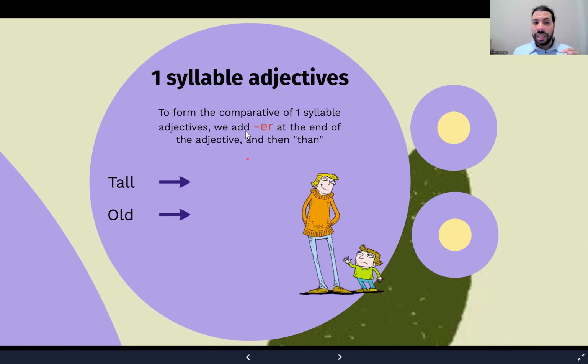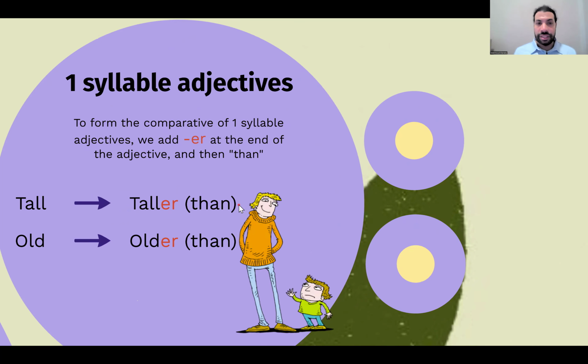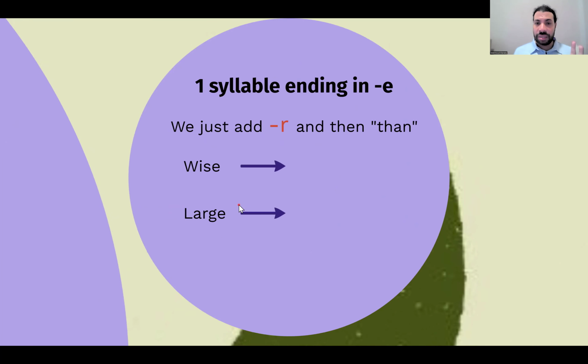Coming to form the comparative of one syllable adjectives, we add the ER at the end of the adjective. For example, tall, it will be taller than, old, older than. Great. Moving to one syllable ending in E, we just add the R and, of course, then. For example, wise, wiser than. Large, larger than.